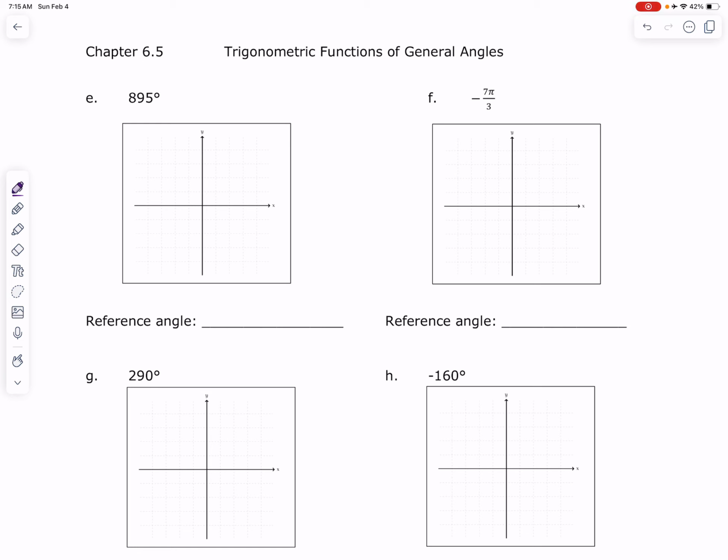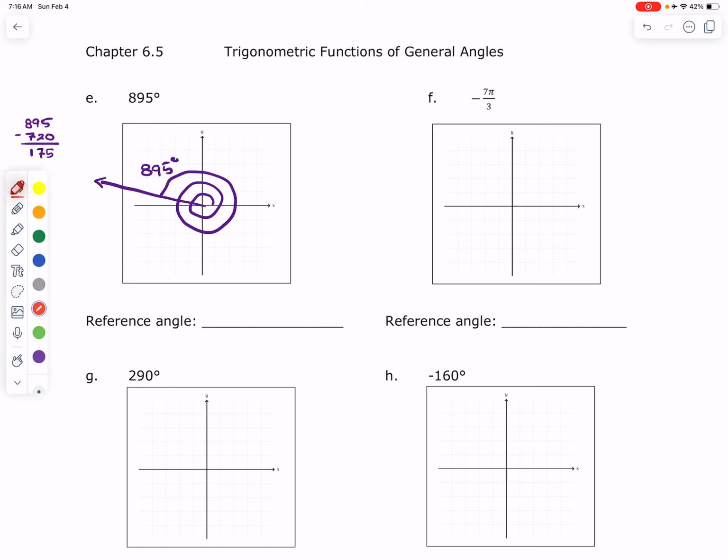895. So let's see, I can get my bearings here. I know that 360 is once around, so 720 is twice around my circle. So my 895, there's 360, 720, and then I got an extra 175, so I know I'm just shy of my 180. My reference angle here is the difference between that 180 and 175. My reference angle here is 5 degrees.